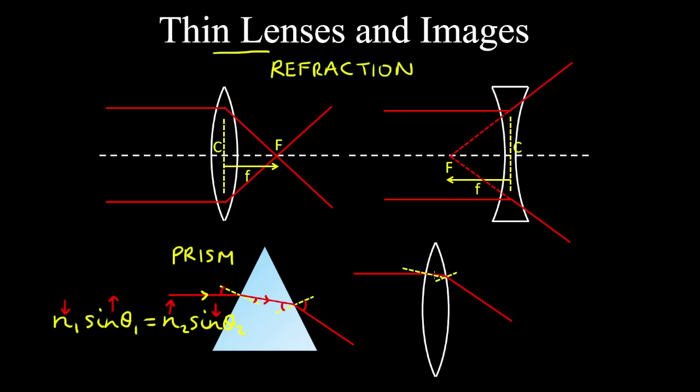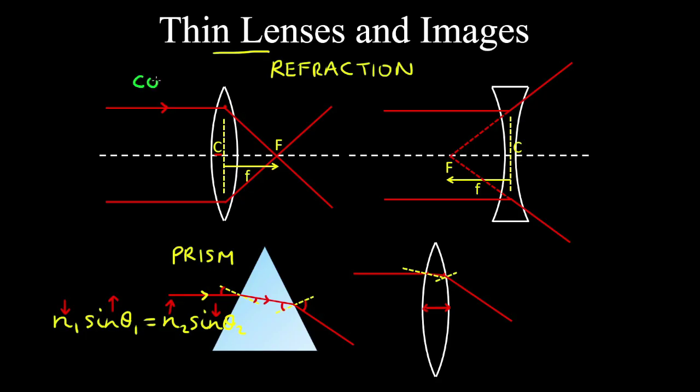But with a thin lens, where this width here is much smaller than its height, we ignore the refraction in the material, and therefore we draw our incident light rays as going up to the line that passes through the optical center. And specifically, this is a biconvex lens because it has two convex sides.